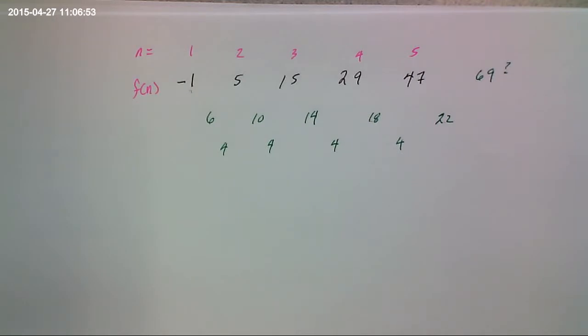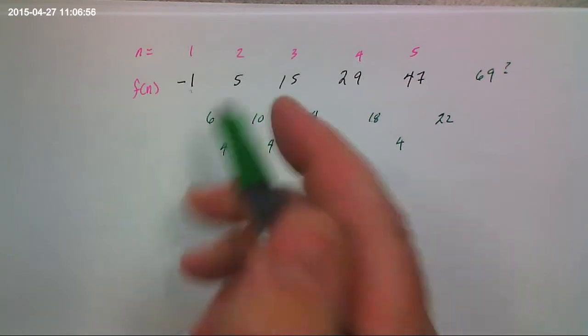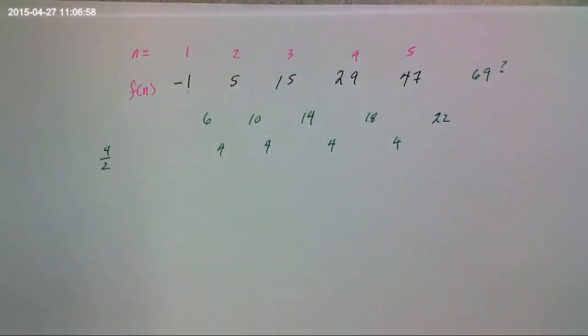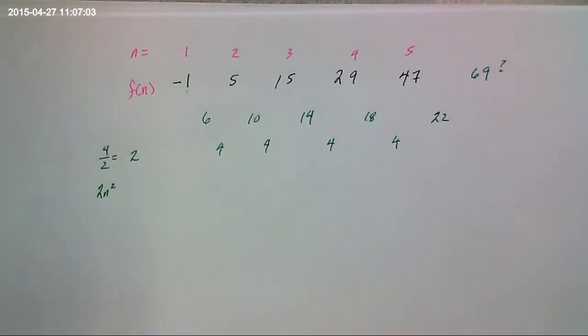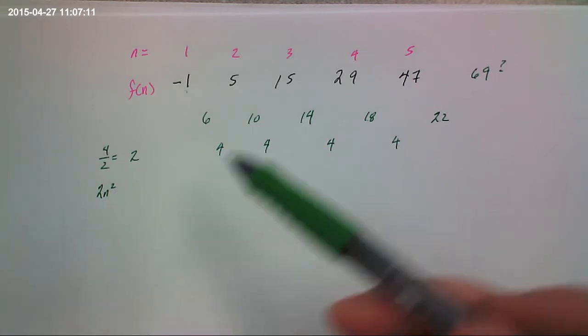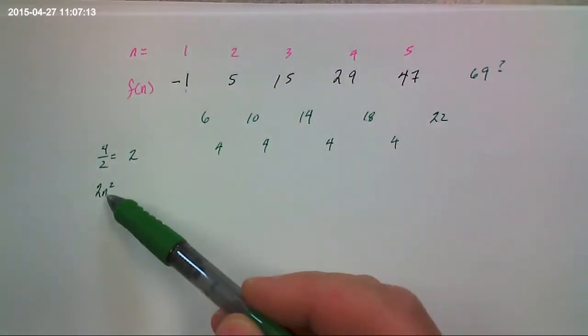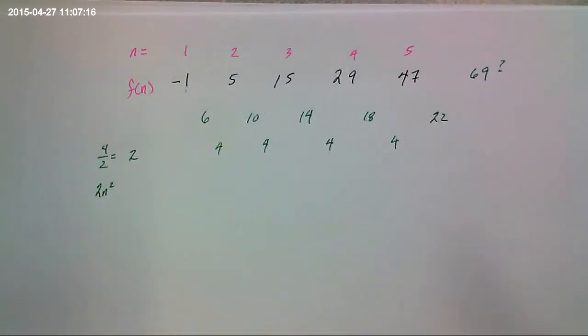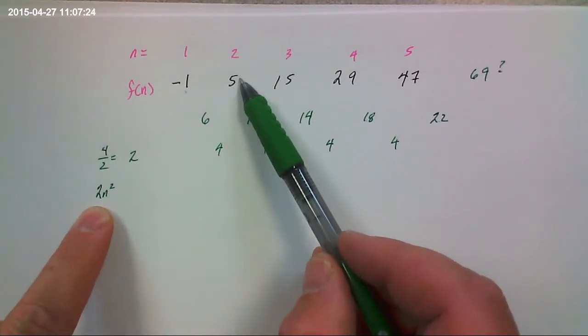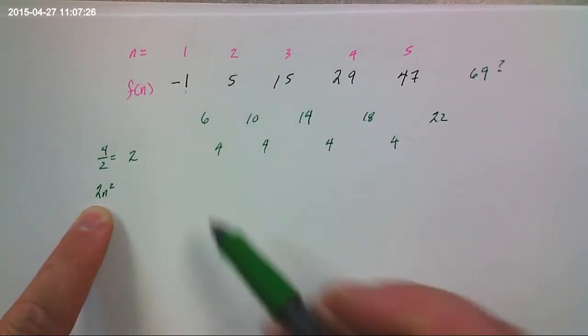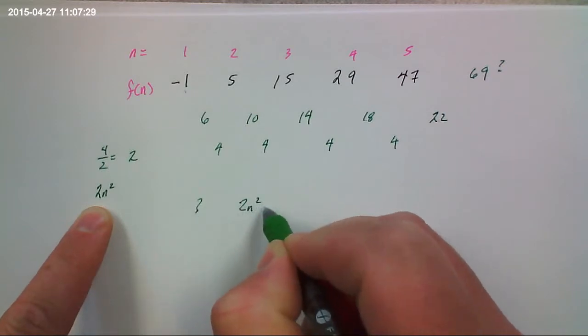All right. So you see this difference right here of 4. Take that difference, it's quadratic, divide it by 2. You get 2. So part of our answer is going to involve 2n squared. Let's make sure to see if this is our answer. If I plug in a 2 right here, 2n squared would be 8, not 5. Maybe I can just subtract 3, because that would be 8, and I need it to be 5. So maybe it's 2n squared minus 3.